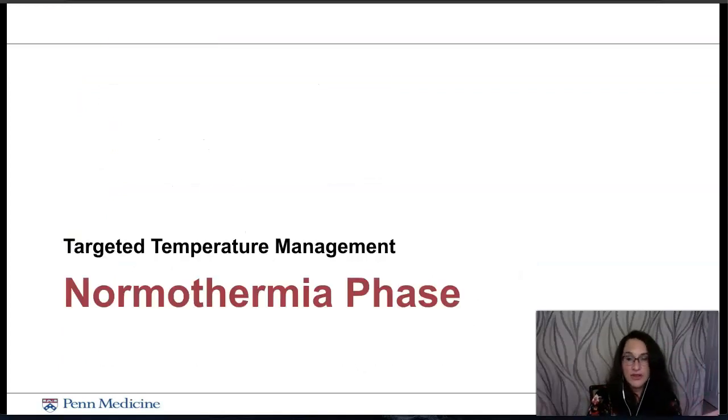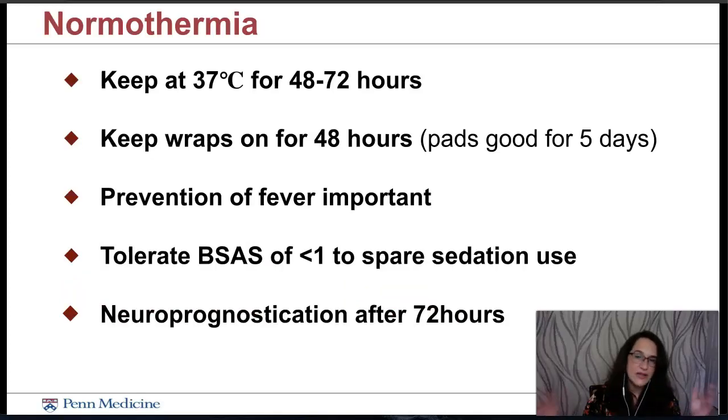Okay, normothermia, we're almost done. This is the period of time where we want to make sure we don't let the patient get into a fever. We're going to say that's between 48 and 72 hours. We're going to try to keep that patient at 37 degrees. Keep those wraps on for about 48 hours. Now know that those pads are not good for more than 5 days.